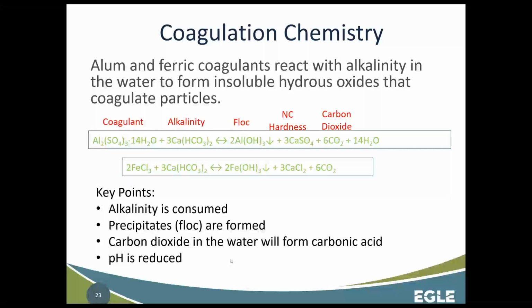Carbon dioxide in the water is going to form carbonic acid, which is going to cause the pH to go down. As things become more acidic, we move down the pH scale. So that's a lot to take away from these 2 lines of chemical reactions. But like I said, it's a lot more complicated than this, but this is the key points.